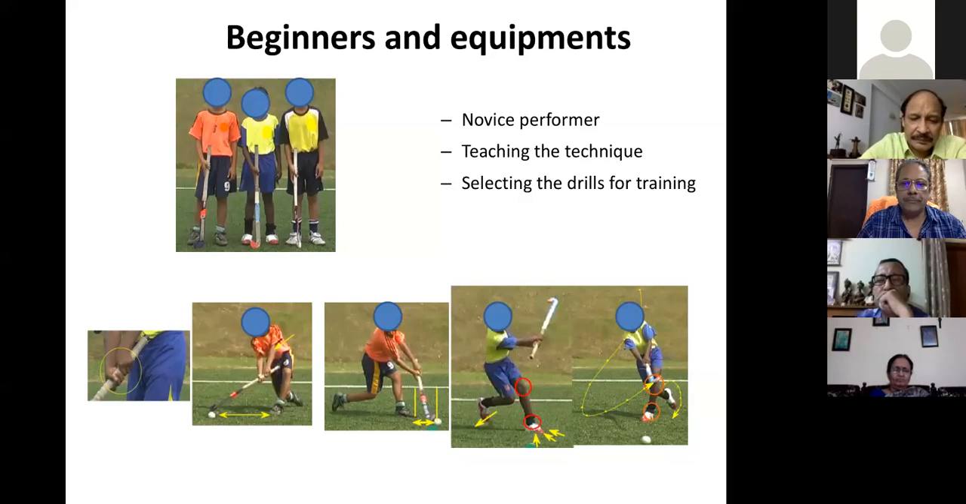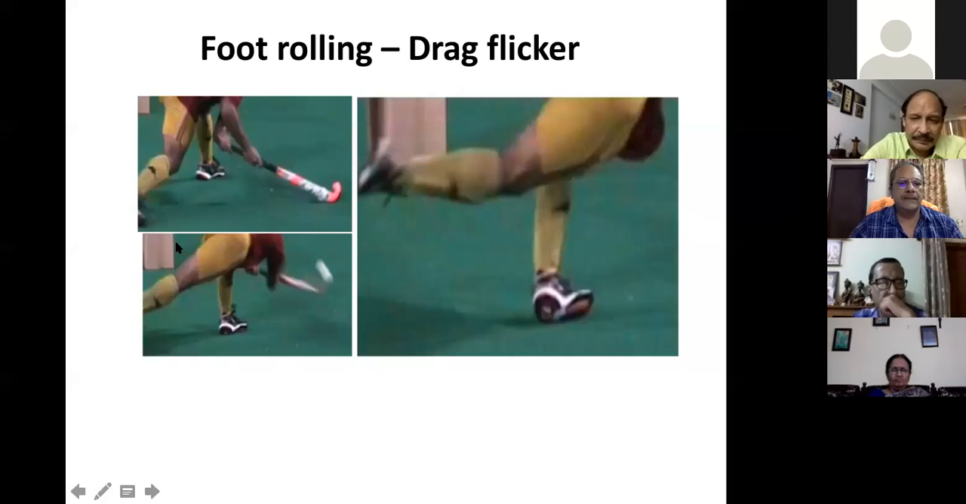Now, this is a drag flicker. And actually, this is the direction of the goalpost.